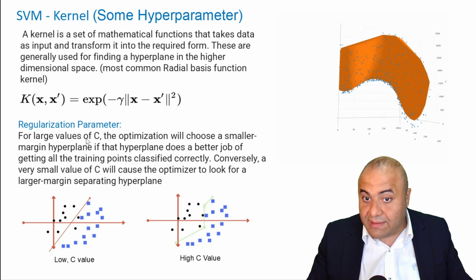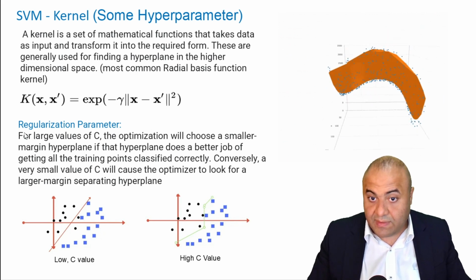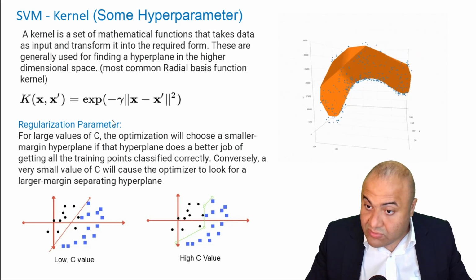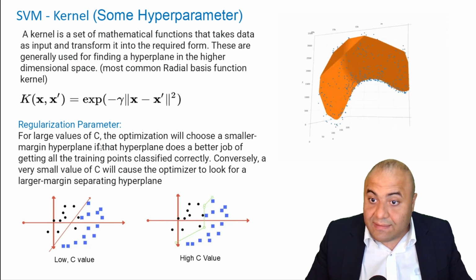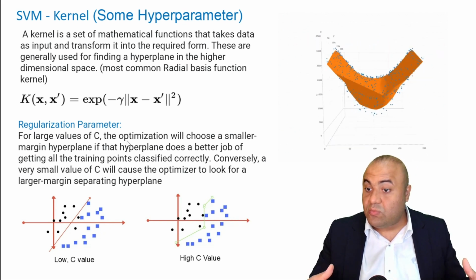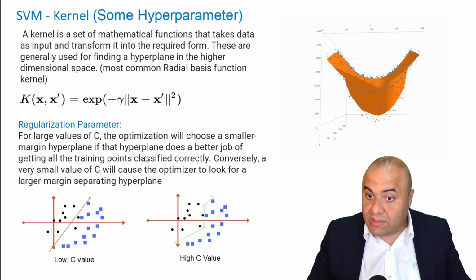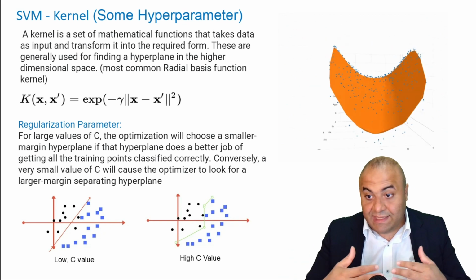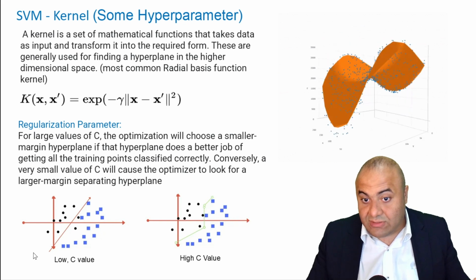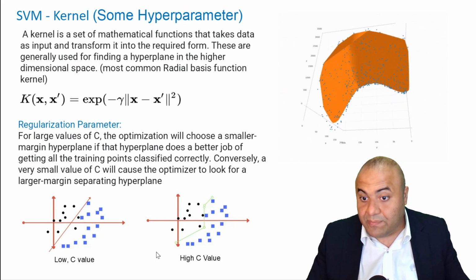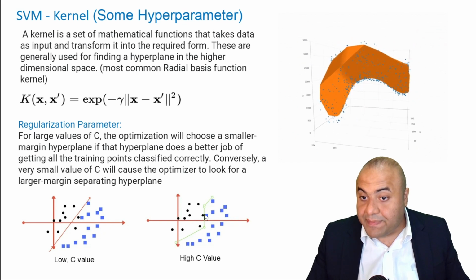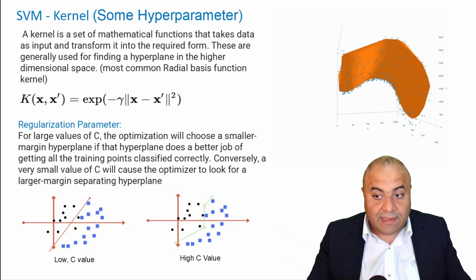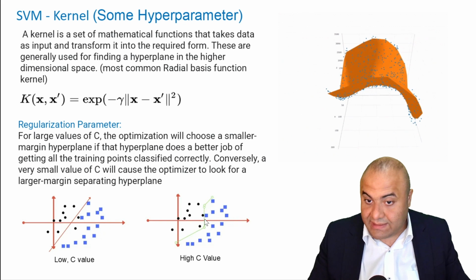Now, on the other hand, we have another factor, called the regularization parameter, and it's denoted by C, and the optimization will choose a smaller margin or a bigger margin. Basically, it will create a more general hyperplane, as you can see here in a low C value, or a more overfitting hyperplane that will look something like this.